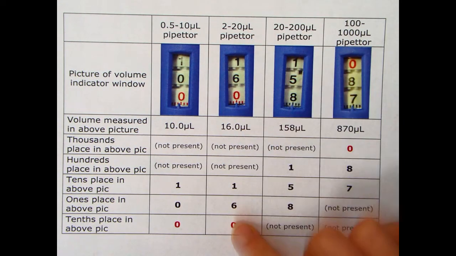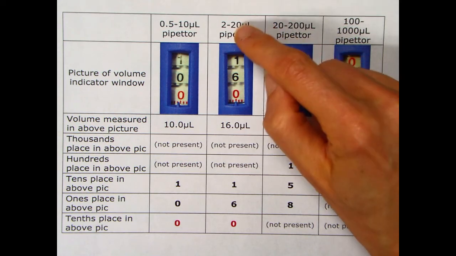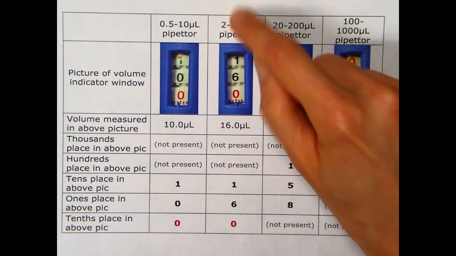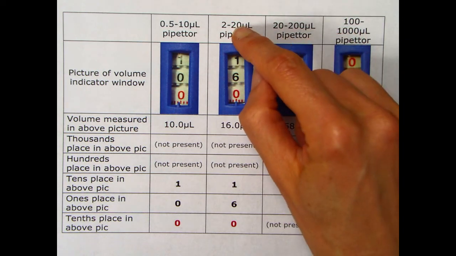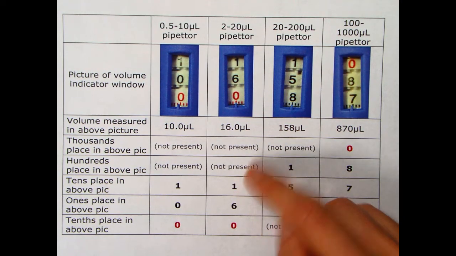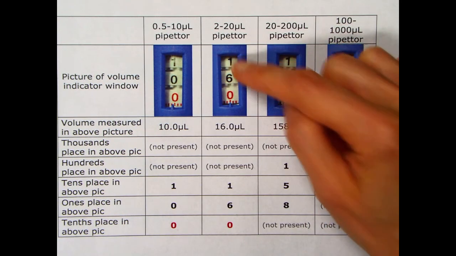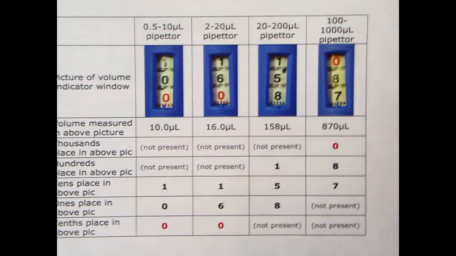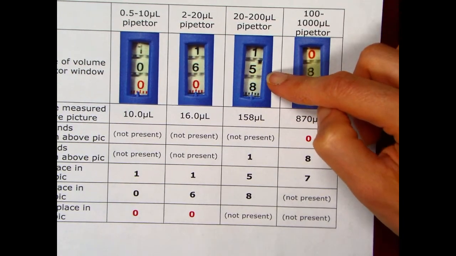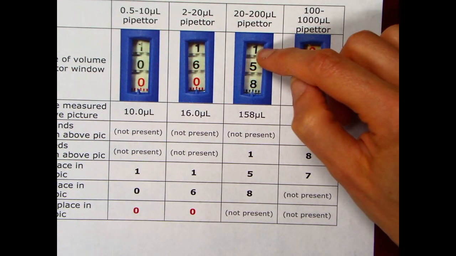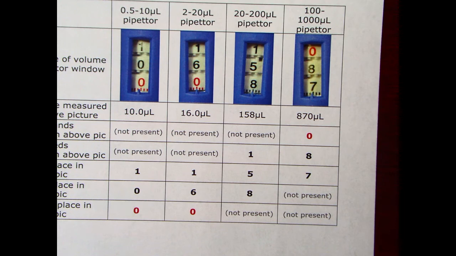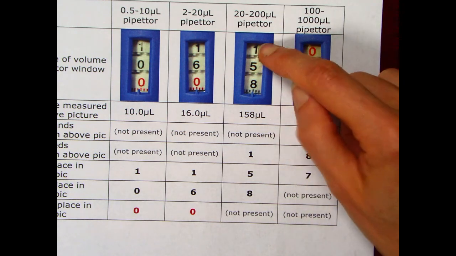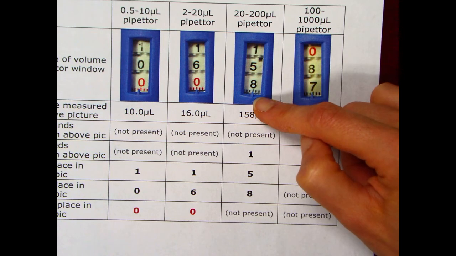The 2 to 20 is the same way. The most that this pipettor can measure is 20 microliters. And so the largest unit here is the tenths place. Nope, not the tenths, the tens place, sorry. The largest unit here in the 20 is the tens place. And so this is going to be 16 microliters: tens place, ones place, tenths place. In the 20 to 200, the whole display is black, and the top number here corresponds to the largest unit here, which is the hundreds place. So this is hundreds place, tens place, ones place, so 158 microliters.